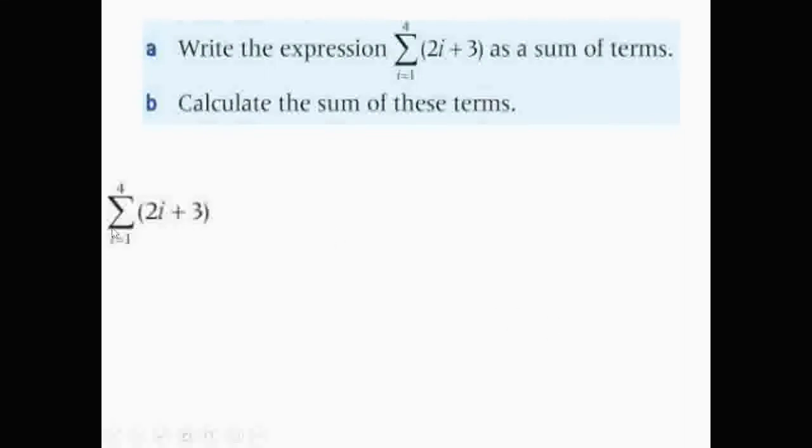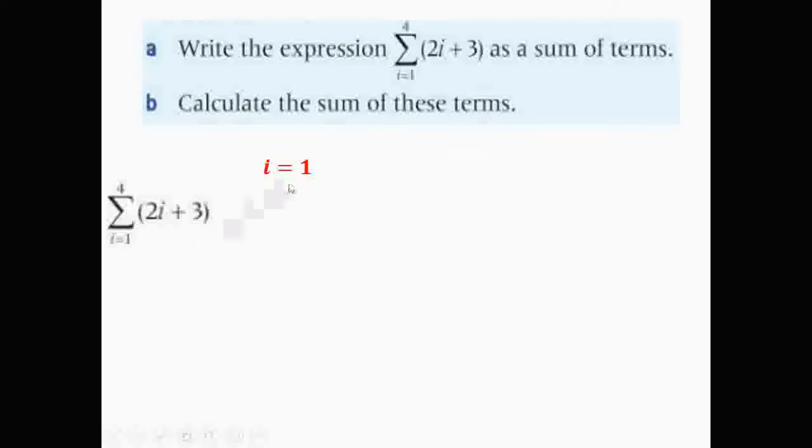Let's go a little further with this one. So here it says, write this expression as a sum of terms. So here's that rule we're given right here, this summation, and it says i equals 1 through 4. So make this 1, make this 2, make this 3, make this 4, and then add those things up. So what do you get?